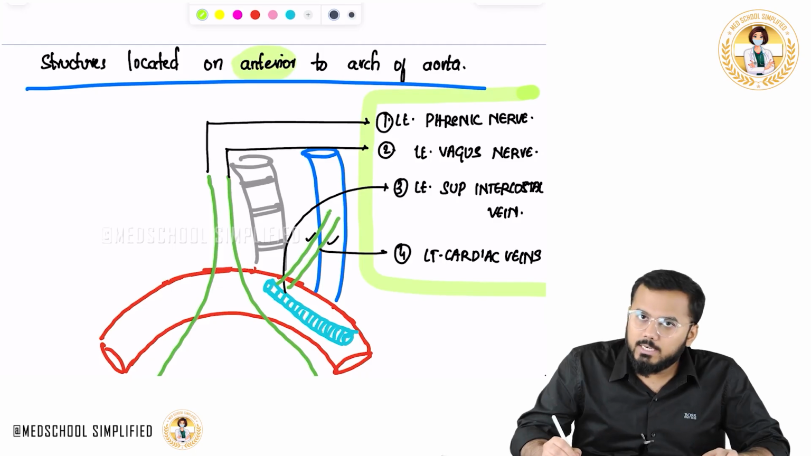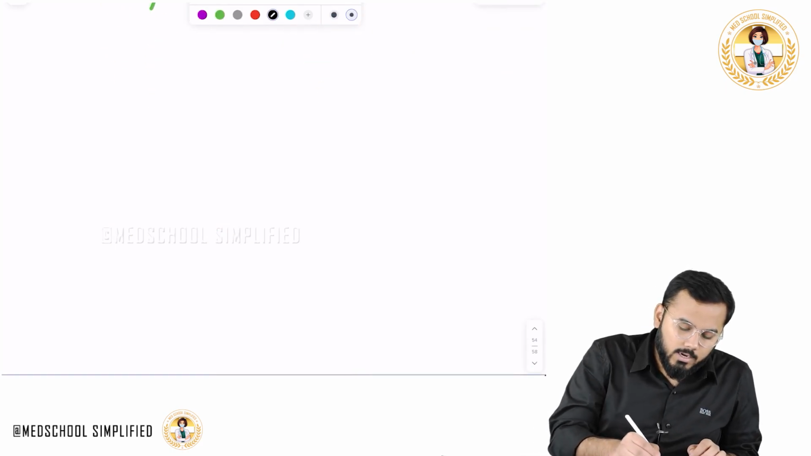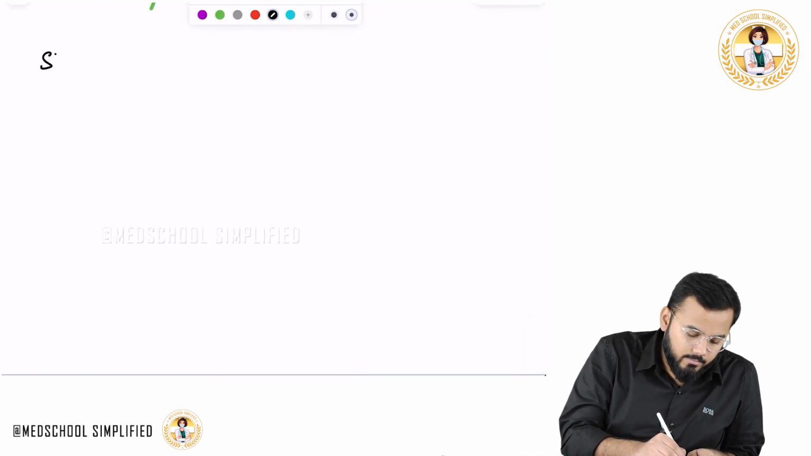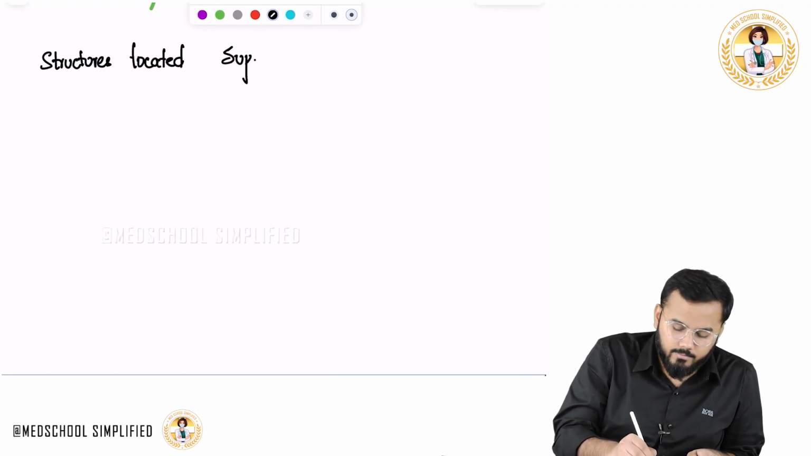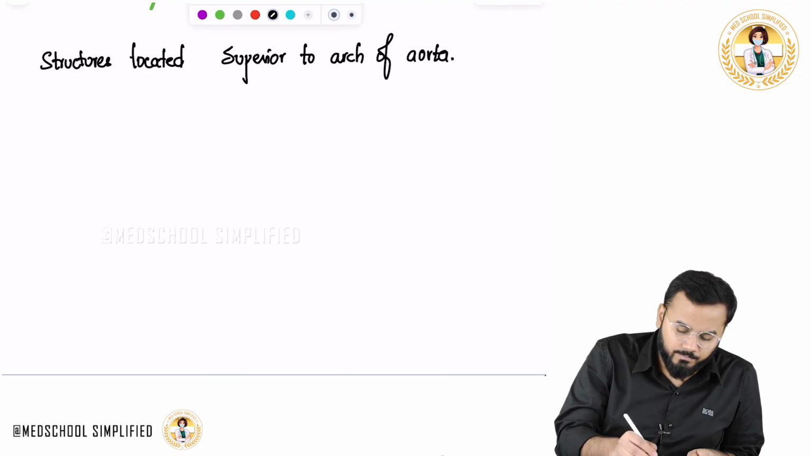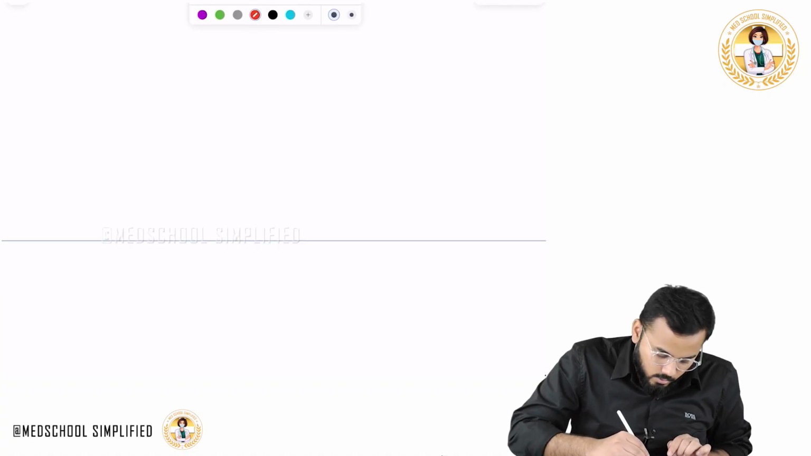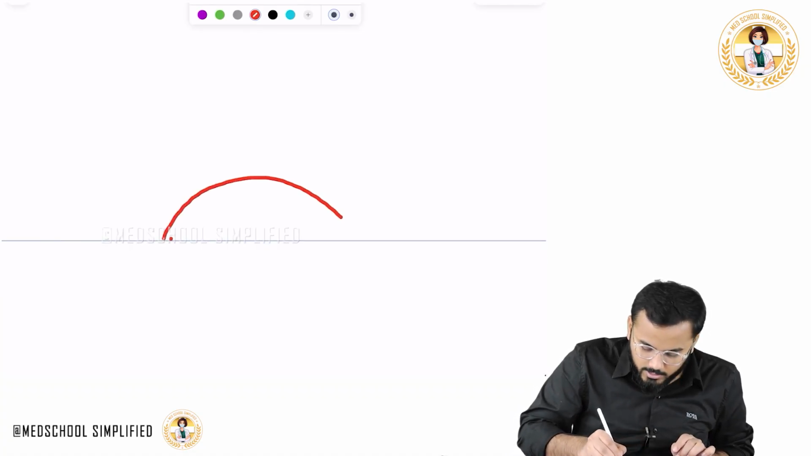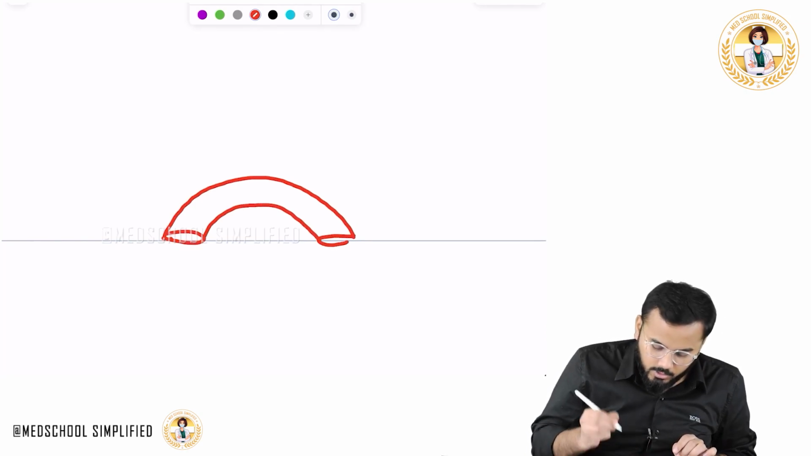Now what we shall do? We shall discuss the structures that are located superior as well as inferior, right? Now we shall discuss what are the structures that are located superior to the arch of aorta. What are the structures that are located superior to the arch of aorta? Again, we shall go with the picture. So here you have got your arch of aorta.